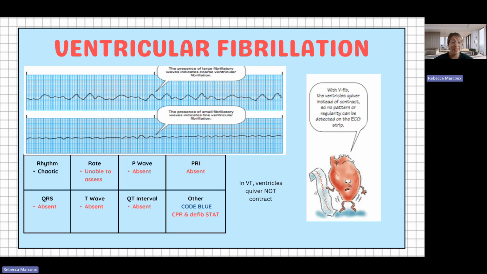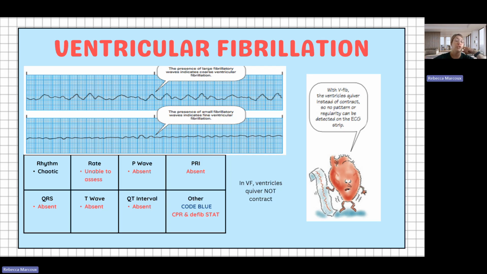So CPR and defib. Our ventricles in this do not contract, they actually just quiver. So if we remember in atrial fibrillation, our atria kind of go like this. So in VFib, our ventricles do this. So we're losing all of our cardiac output because the ventricles are no longer contracting. They're just kind of sitting there quivering.